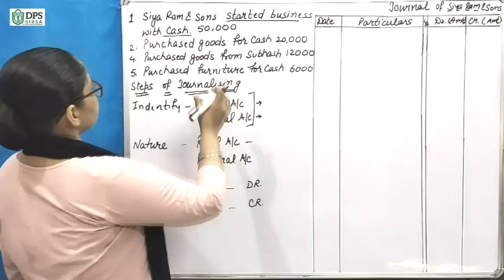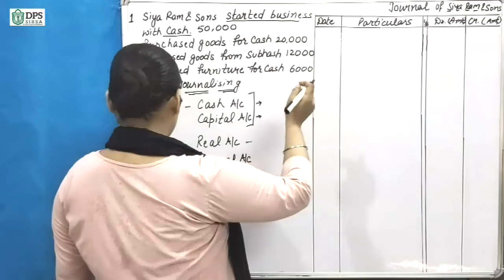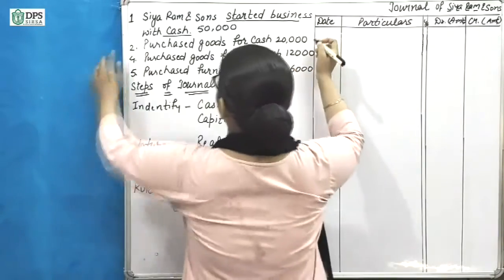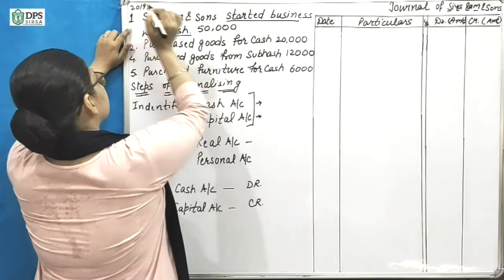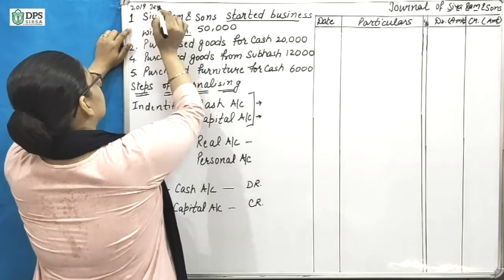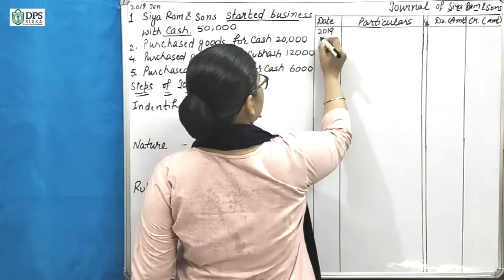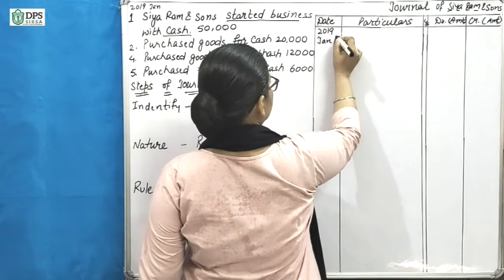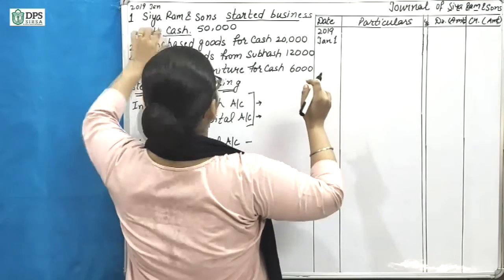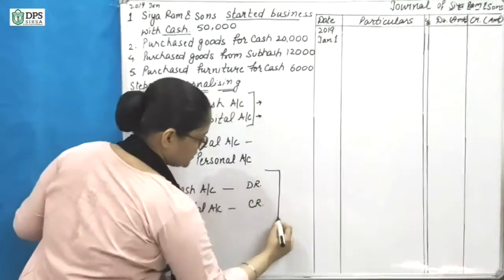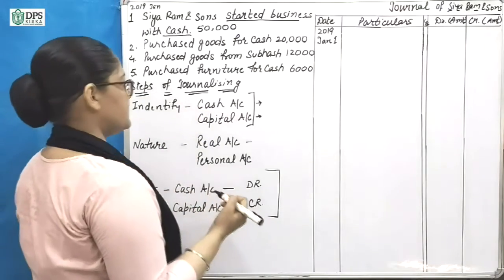So here we will write, now we will put the entry in the journal. So the entry is, suppose the year is not given, suppose the year is 2019 here and January 1st. So we will write here 2019 January 1st, and first of all, now these are the conclusions. Cash account will be debited and capital account will be credited.